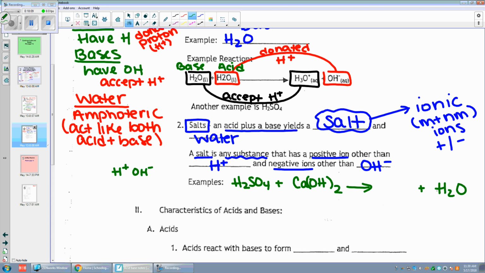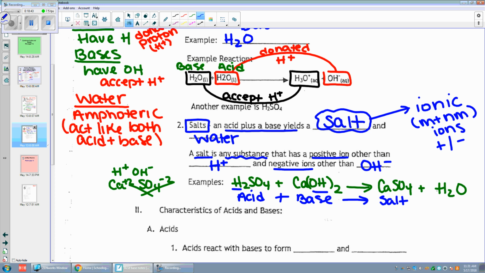And then my Ca wants to go with my SO4. Ca is plus 2. SO4 is minus 2. So when I crisscross, those twos cancel. I just get CaSO4. So if I'm looking here and I want to see who's my acid, who's my base, who's my salt, who's my water, there's an H, so here's your acid. There's an OH, here's your base. So acid plus base, get my arrow. Here's my salt, because that would be ionic. And here's my water.